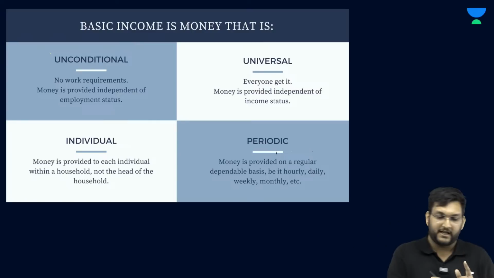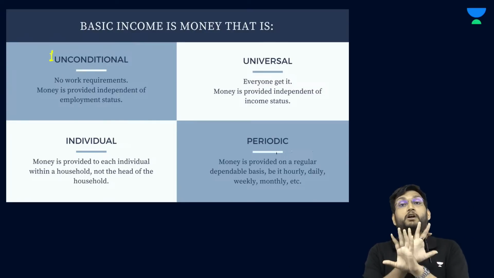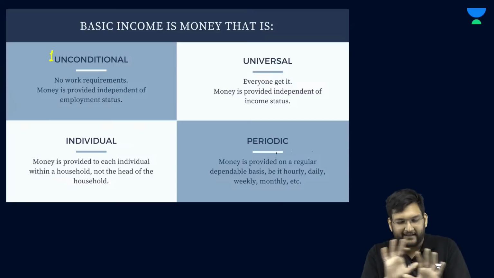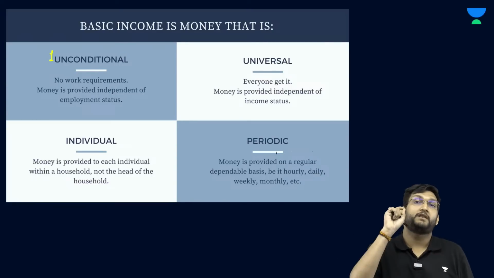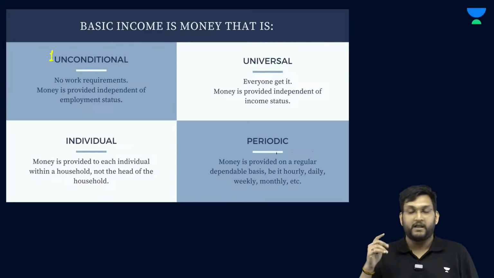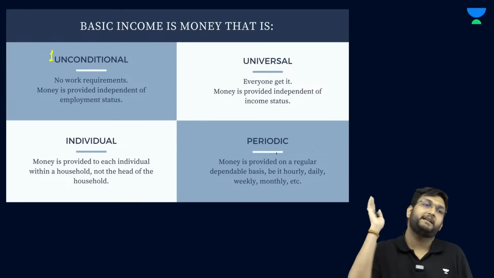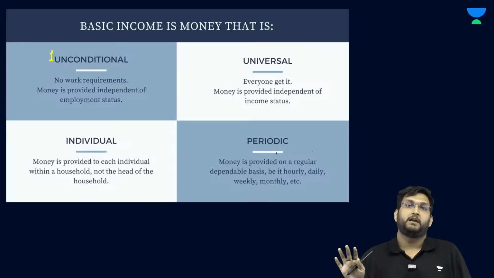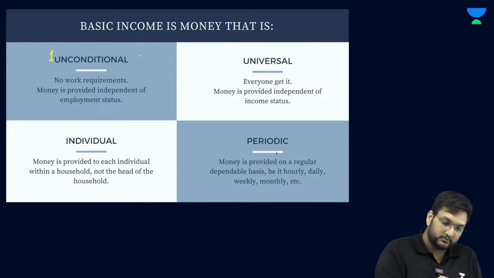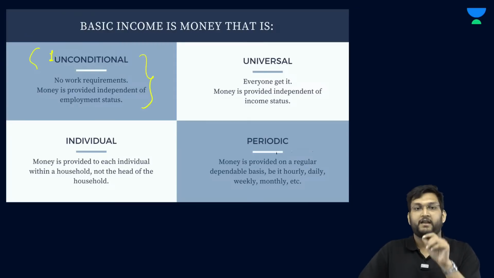But the 4 characteristics which are considered pivotal for any cash transfer to be called universal basic income are, first, it has to be unconditional, meaning the transfer has nothing to do with the working status of that person. Meaning if I am working, you are not working, employed, unemployed, below poverty, fragmented land, farmer, landless peasant, tenant, anything, you have to give this money irrespective of the employment status.